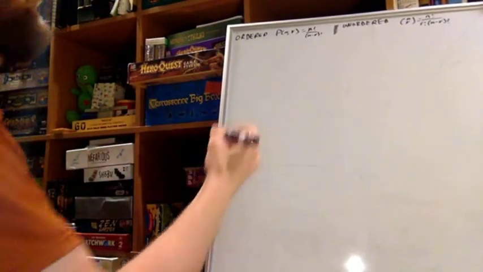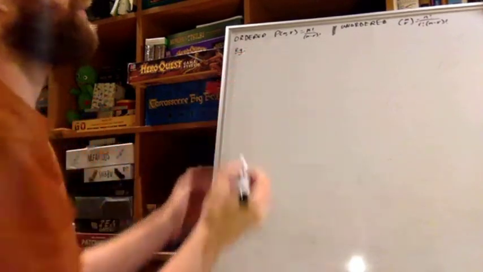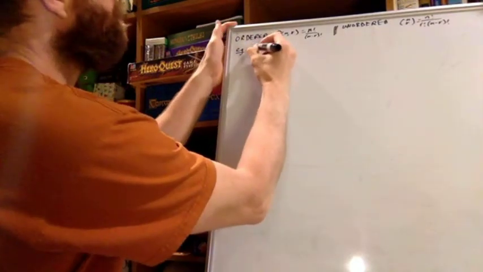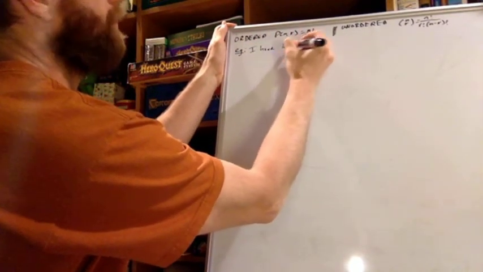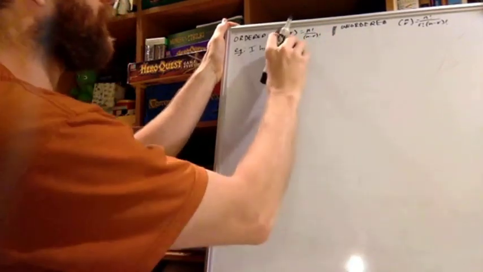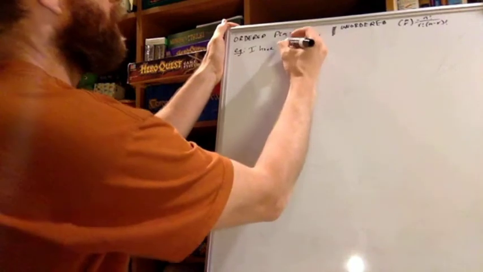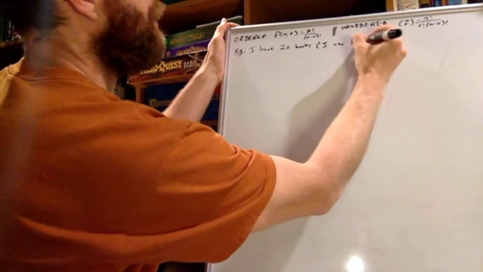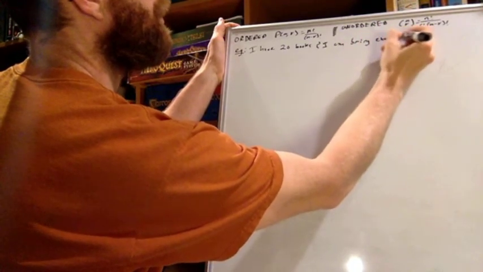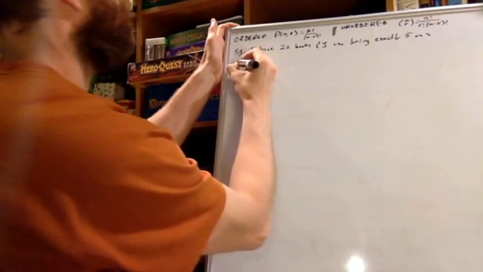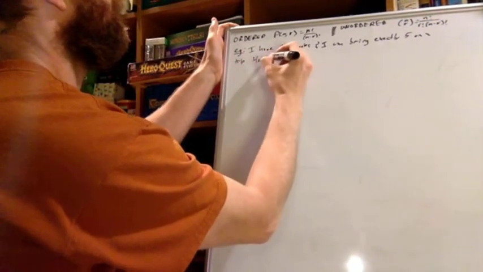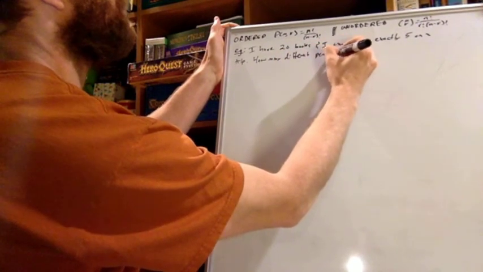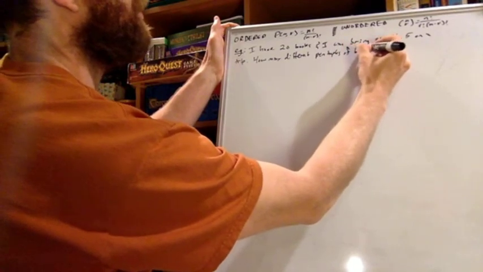So just quick examples. Let's do two quick examples. We've already done 10. Let's do a different number. I have 20 books, and I can bring exactly 5 on a trip. How many different pentuples of books could I bring?